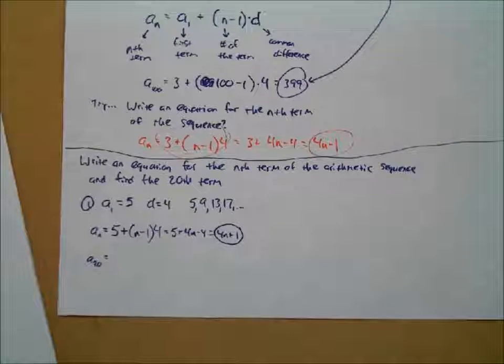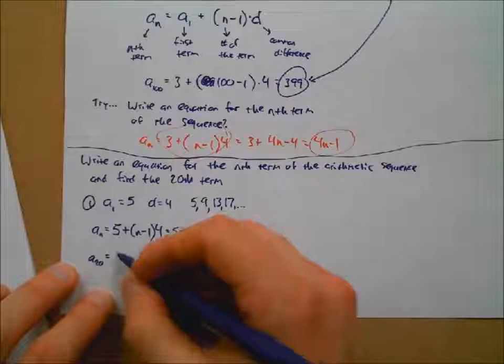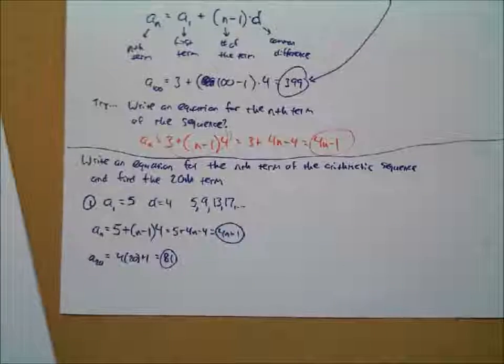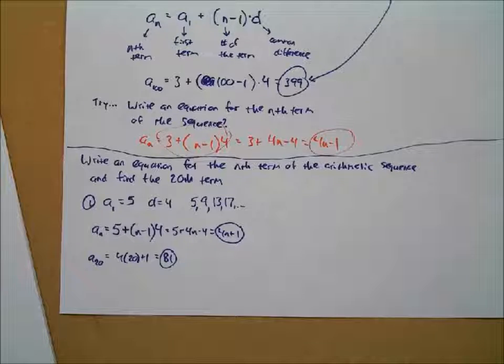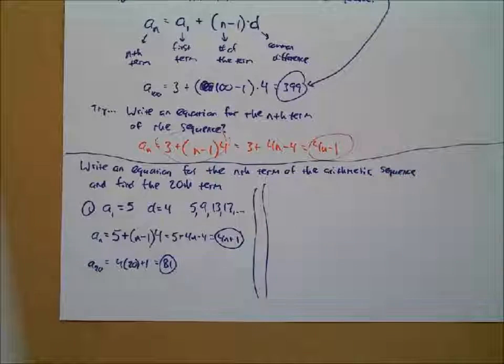And now we'll find the 20th term. You could, if you wanted to, write this sequence out until you find the 20th term. But really, let's just use the formula, right? So we'll plug 20 in for n. 4 times 20 plus 1, 81. Okay, 81. All right, questions on any of that? Pretty simple, yeah?